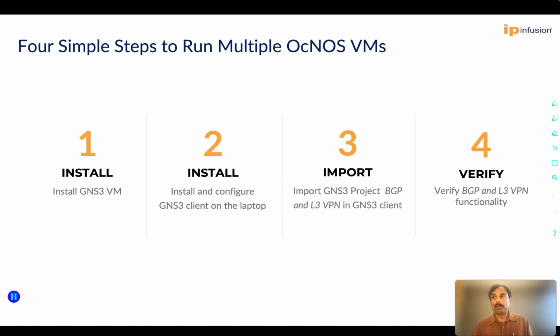These are the 4 major steps. First, we will install the GNS3 server VM. Second, we will install the GNS3 client on your laptop. Third, we will import the GNS3 project on your client. The fourth one, we will verify BGP L3 VPN functionality.